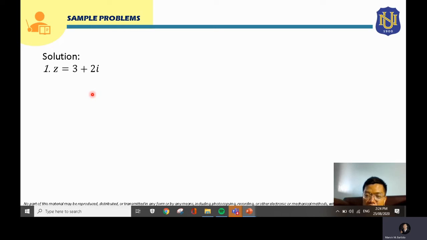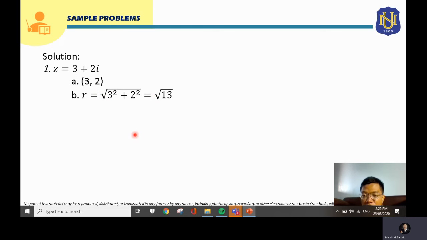Okay, so the first question is the Cartesian coordinates. The Cartesian coordinates are just the real and imaginary part of this complex number. So the real part here is 3 and the imaginary part here is 2. So that will be the Cartesian coordinates, 3 and positive 2. Now, the second question is the polar coordinates. We have to solve for the value of r and also for the value of theta. Solving for r, that is just equal to the square root of x squared plus y squared, wherein x is the real part and y is the imaginary part. So that will be the square root of 3 squared plus 2 squared. The answer for that will be square root of 13. So this will be the r.